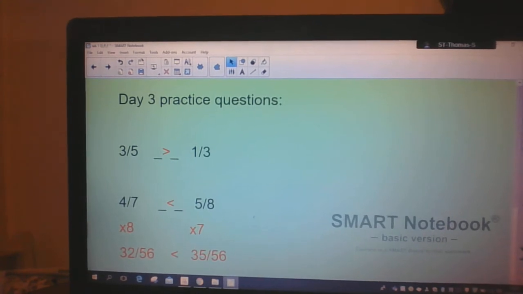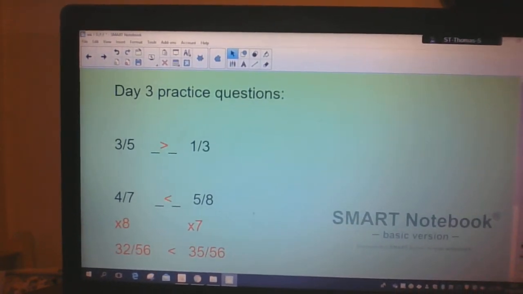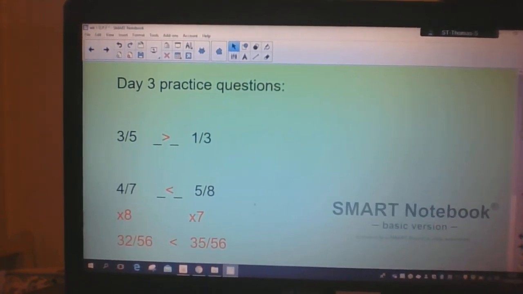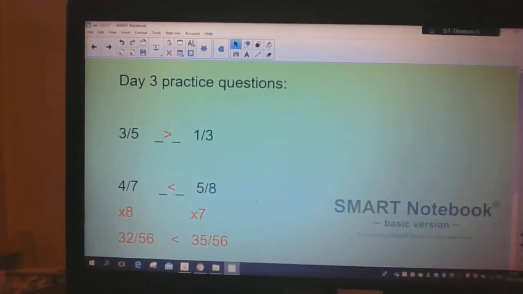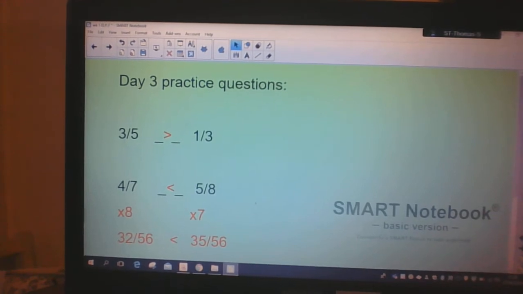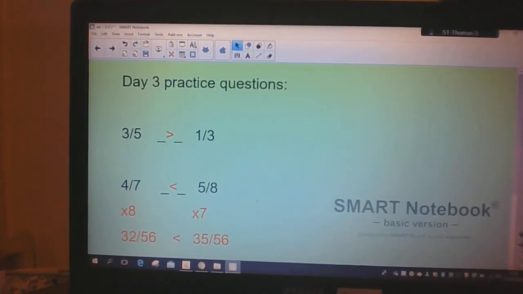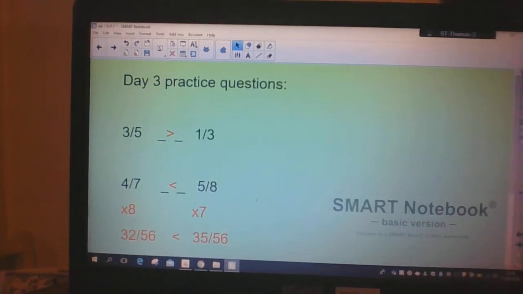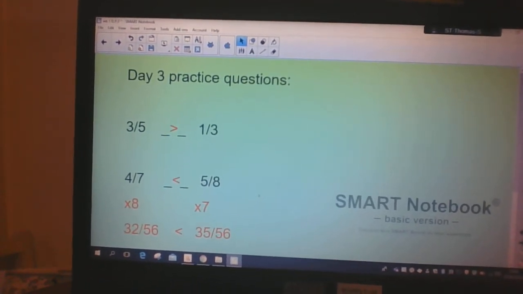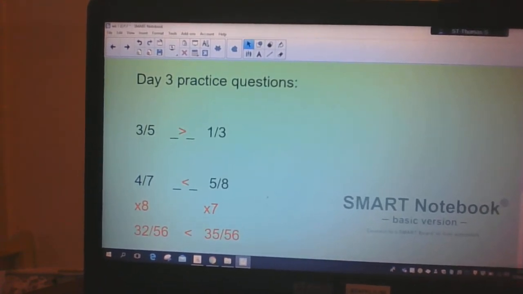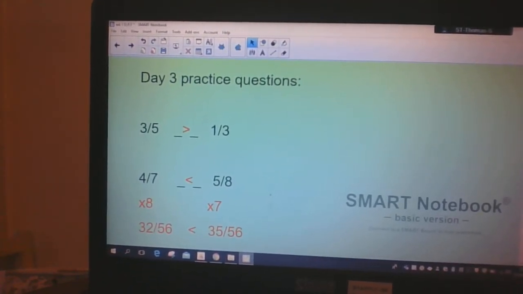4/7 and 5/8 though, they're both greater than a half. So I couldn't use that strategy. Therefore, I had to find equivalent fractions by finding a common multiple to make their denominators, which was 56. And from there, I could compare them and realised that 4/7 is less than 5/8. Remember, the smaller number eats the bigger number.